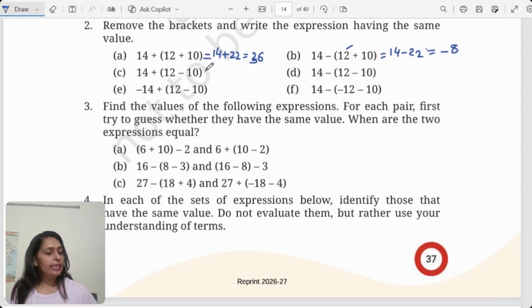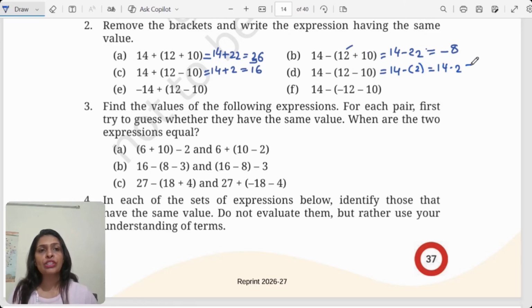Then comes the next one. It is 14 plus 12 minus 10. So what is 12 minus 10? This is 2. So 14 plus 2 is 16. Okay. Next one we have 14 minus, what is 12 minus 10? Again 2. So this is going to be 14 minus 2, which is 12. E part, it is minus 14. Now, what is plus 12 and minus 10? It is going to be plus 2. And again, the signs are different. So 14 minus 2 is 12, but 14 is a bigger number and it is having negative. So the answer is minus 2.